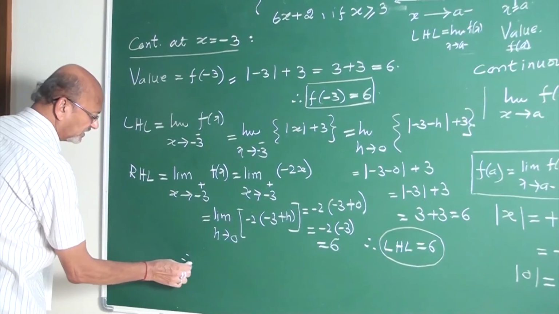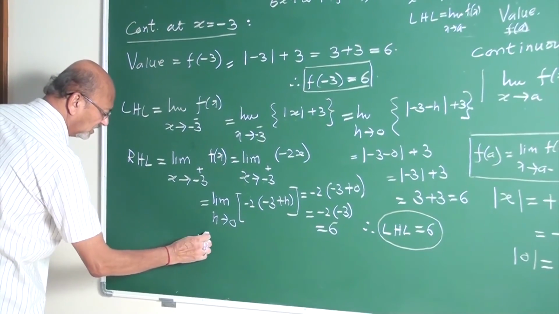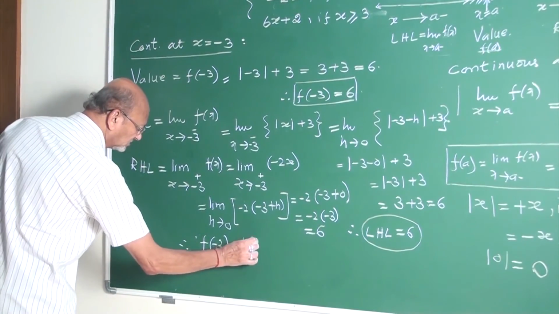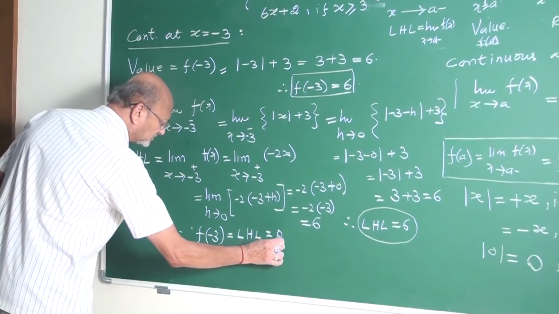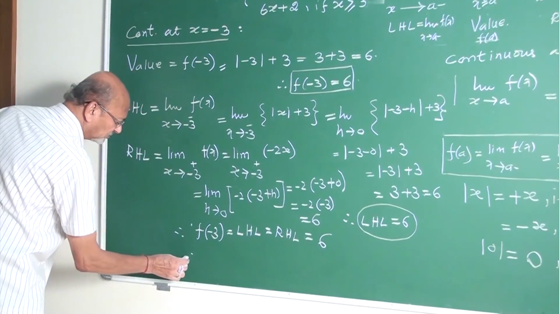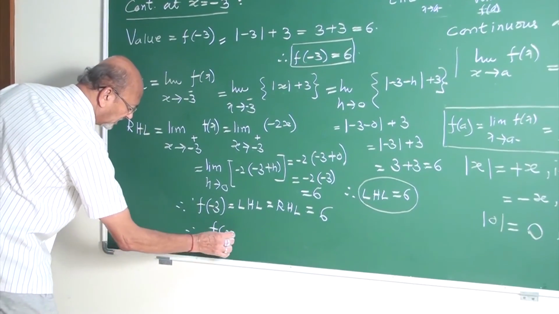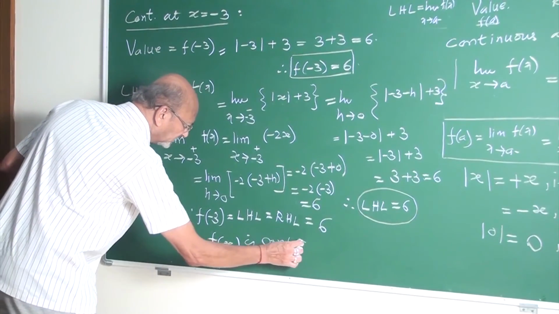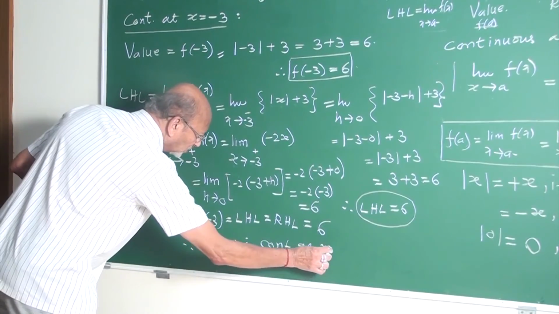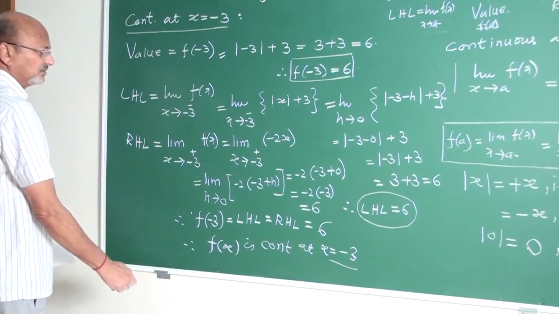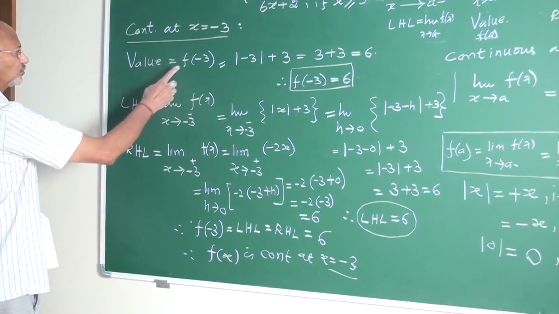Therefore, my friends, all the three are equal. Value equal to LHL, equal to RHL, and all three are equal to 6. Therefore, f(x) is continuous at x equal to -3, my friends. I hope it is understood.